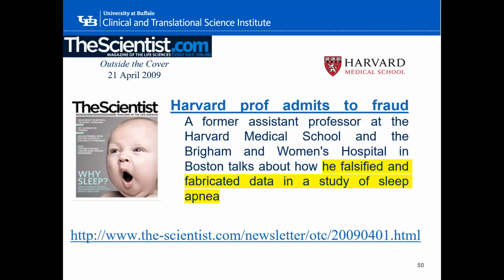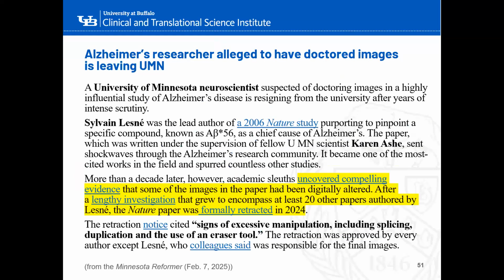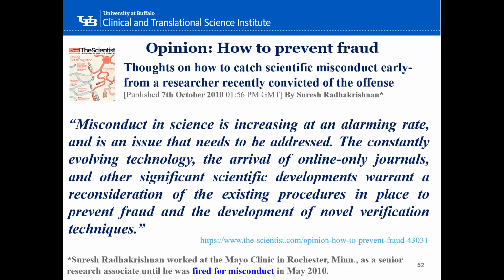Here's another case, also from Harvard. Harvard professor admits fraud. A former assistant professor at Harvard Medical School and the Brigham said that he falsified and fabricated data in a study on sleep apnea. Again, this freely available magazine, The Scientist, reports these cases on a regular basis. Here's an example from a study that was published in Nature. A professor at the University of Minnesota that was engaged in Alzheimer's research. Turns out that there was evidence of falsification and fabrication of data in their publications.